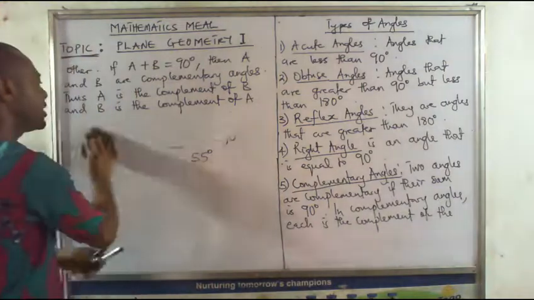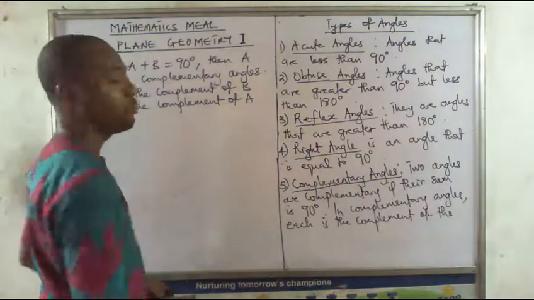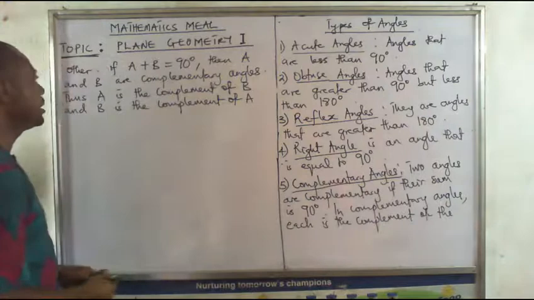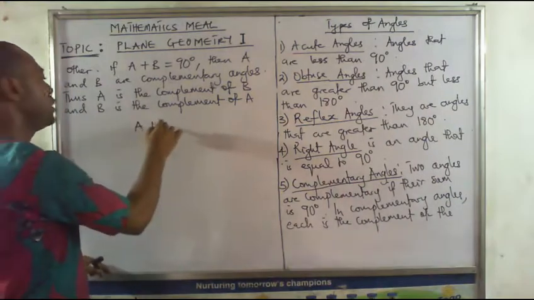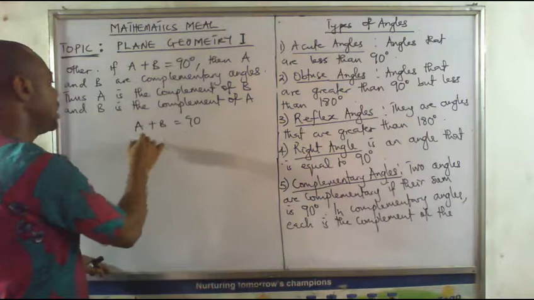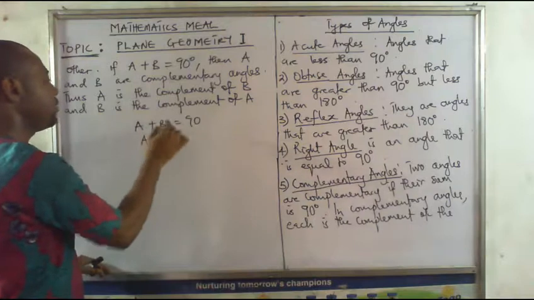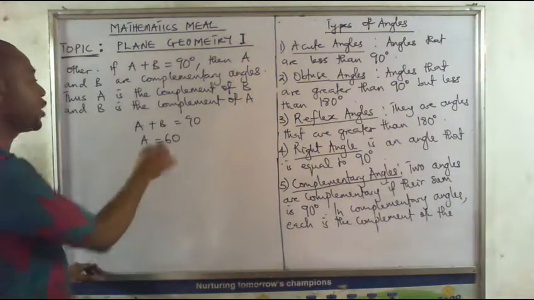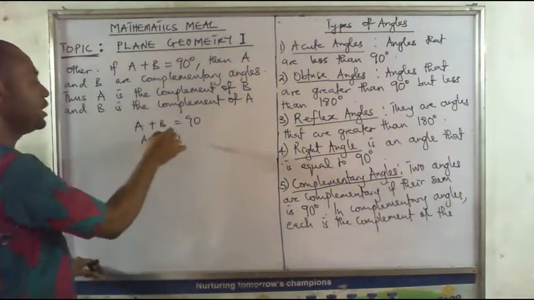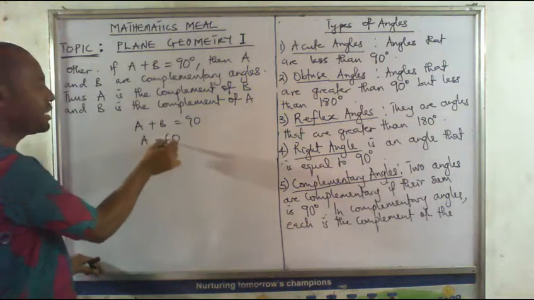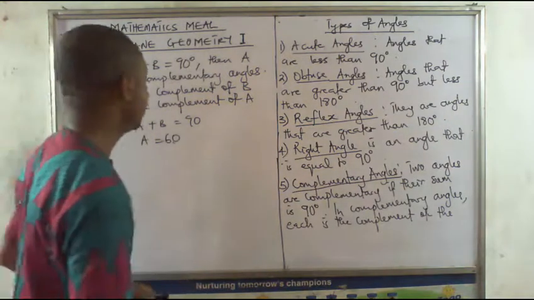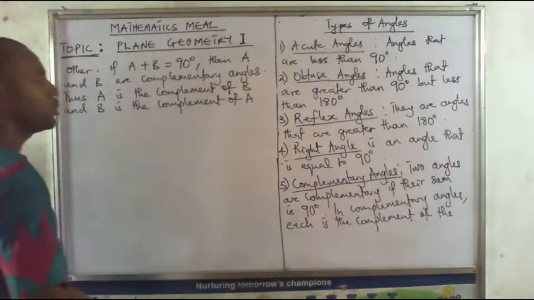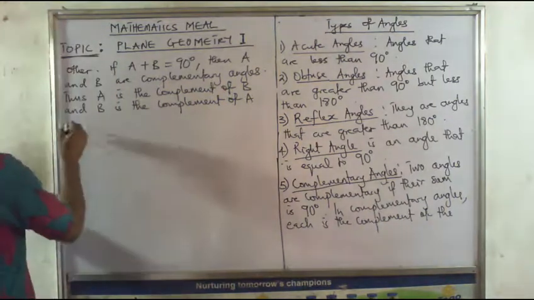So two angles are said to be complementary if their sum will give us what? 90 degrees. So if A plus B is 90 and A is 60, it means that B will be what? 30. So the complement of 60 is what? 30, because it's when I add 30 to 60 that I can form what? 90 degrees. Okay. We also talk about supplementary angles.